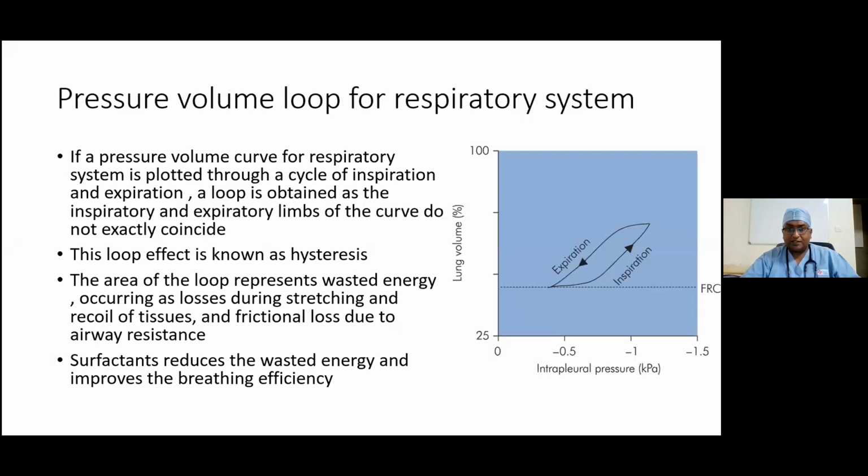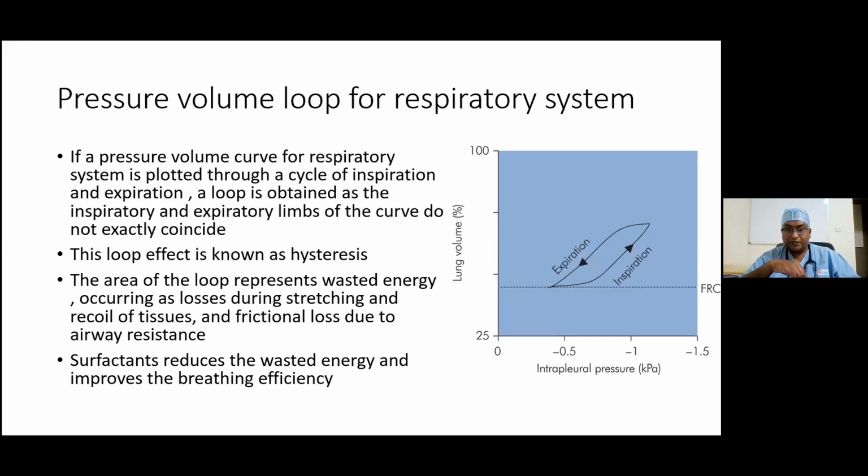Now we'll come to another term, pressure volume loop for respiratory system. These are basic things which I want to impress upon you so that when we discuss the implications of these things, it will become easier. Now, if a pressure volume curve for the respiratory system is plotted through a cycle of inspiration and expiration, a loop is obtained as the inspiratory and expiratory limbs of the curve do not exactly coincide. So this gives the appearance of a loop. This loop effect is otherwise known as hysteresis.